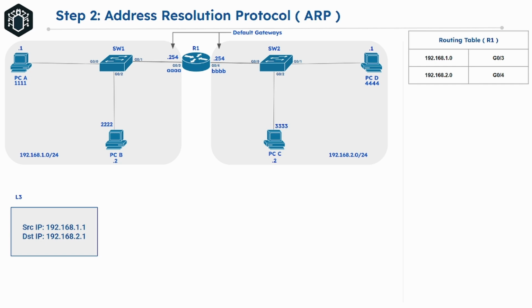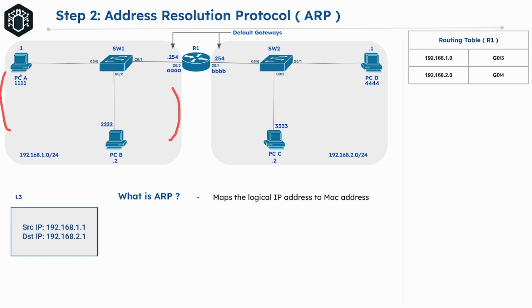ARP stands for Address Resolution Protocol. What is ARP? It maps the logical IP address to MAC address. So in simple terms, it helps a device to find the MAC address of another device when it only knows its IP address. Because remember, inside a local network, devices don't usually send data using IP addresses. They use MAC addresses for delivery.